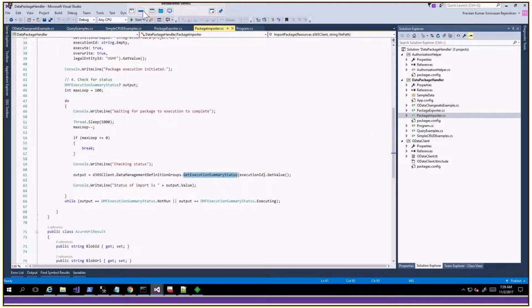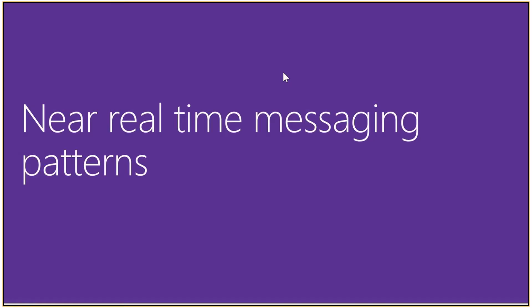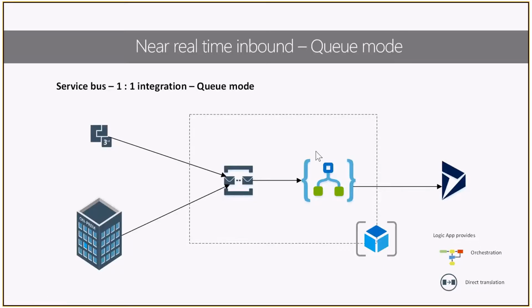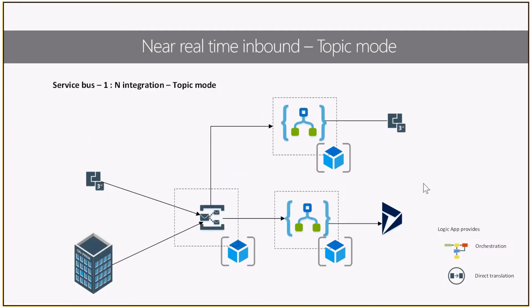Now with that as a background, let me go through some simple patterns. For near real-time messaging, you can model scenarios that look like this, where you use a service bus in a queue mode and send data to that. The Logic App can pick it up and send it to AX. This is a similar scenario, but in topic mode. We send it to a service bus and then we send it to multiple applications.